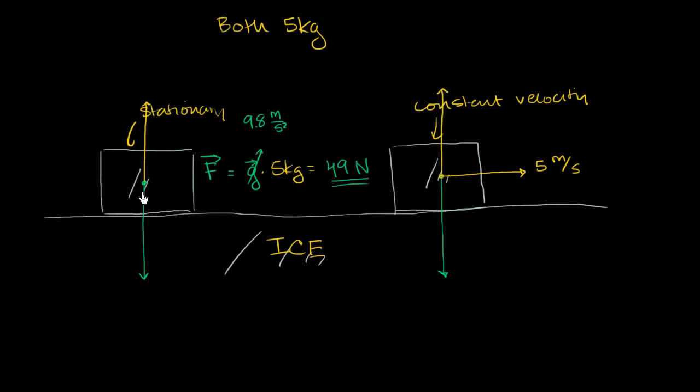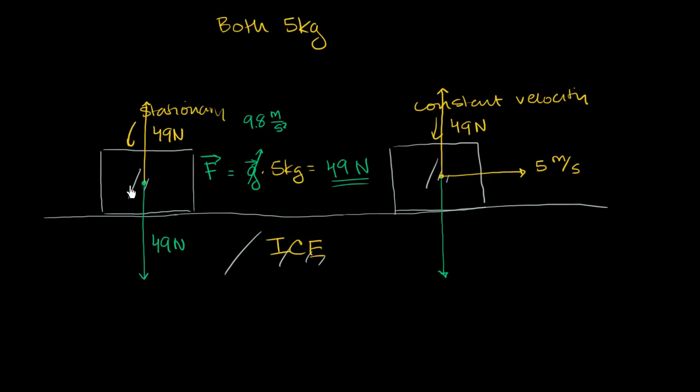So if the force of gravity on each of these blocks of ice is 49 newtons downward, it is completely netted off by the force of the ice on the block upwards. And that will be a force of 49 newtons upwards in either case. And now, hopefully, it makes sense that Newton's first law still holds. We have no net force on this in the vertical direction. Actually, no net force on this in either direction. That's why they have a constant velocity.